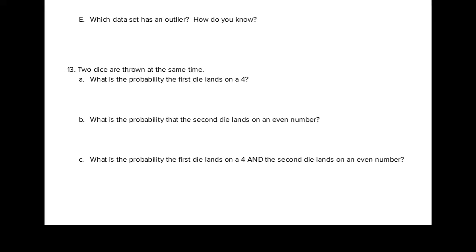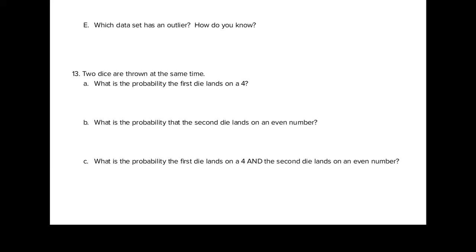Okay. So, number 13. Two dice are thrown at the same time. What's the probability that the first die lands on a 4? First die lands on a 4.